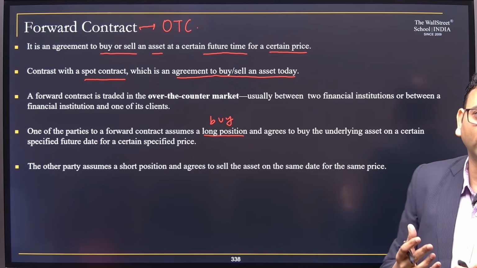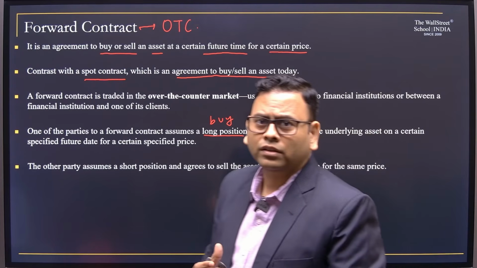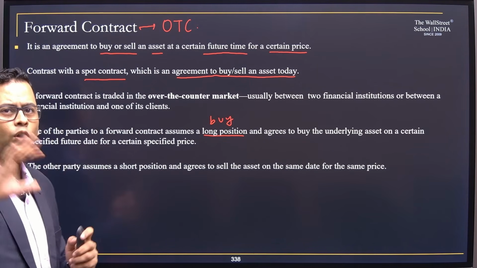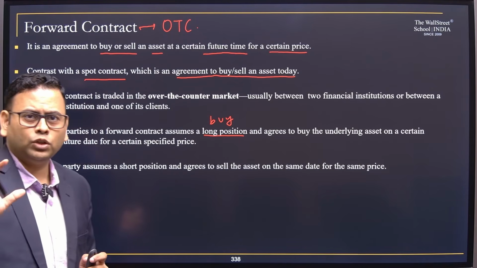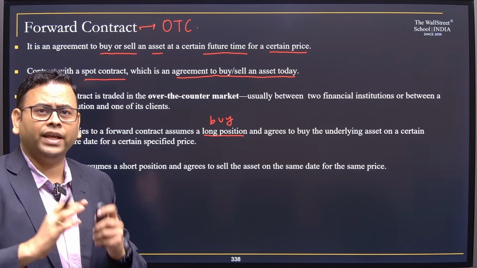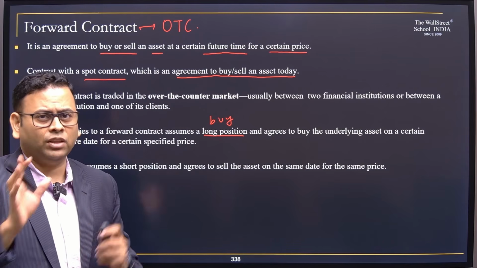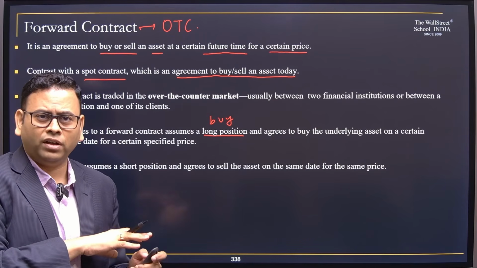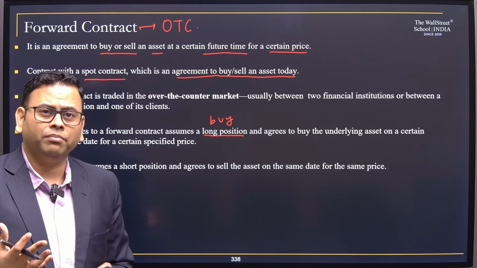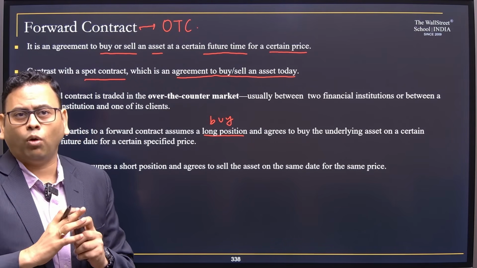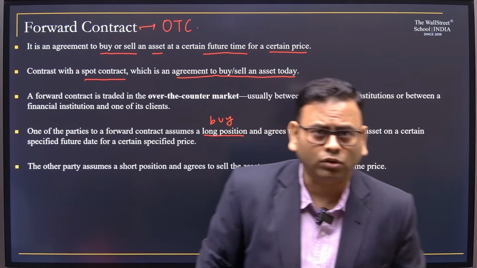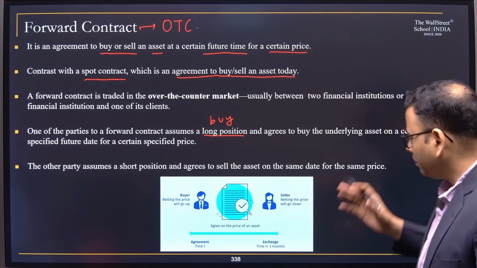The other party would assume that they are going to sell the underlying asset at the same price on a future date. So, one thing is very clear in this particular contract: if the prices change, then one party would be in profit, and another party would be in equivalent loss. So, it is a zero sum game. Forward contracts are always zero sum games, which means one party's profit is another party's loss. So, this is a typical forward contract.